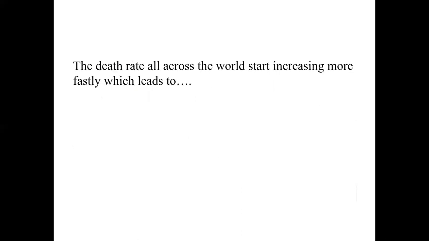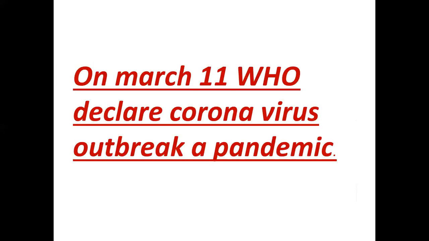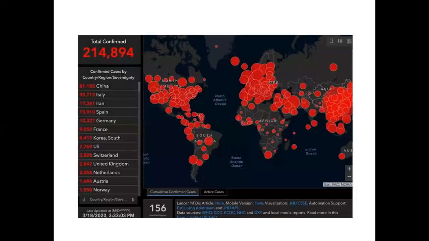The death rate all across the world started increasing faster, which led to the pandemic outbreak. So on March 11, the World Health Organization declared the coronavirus outbreak a pandemic. In this picture, we can see that the total confirmed cases all across the world were 2,14,894. Other than that, we can also see how many cases each country contains individually.